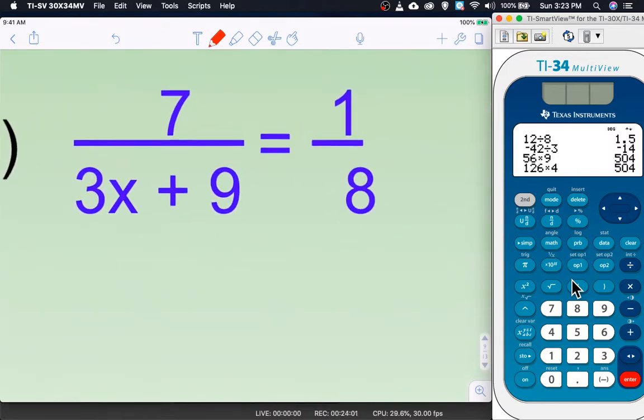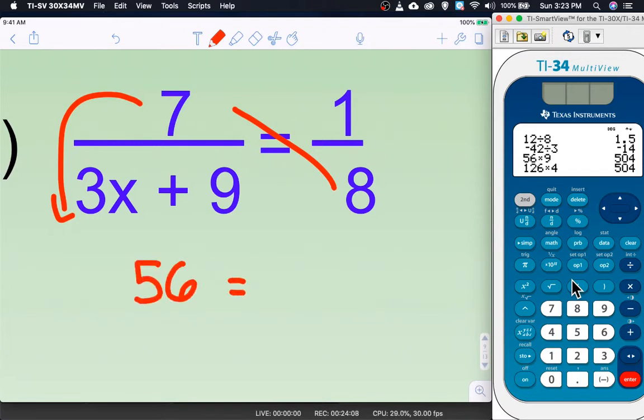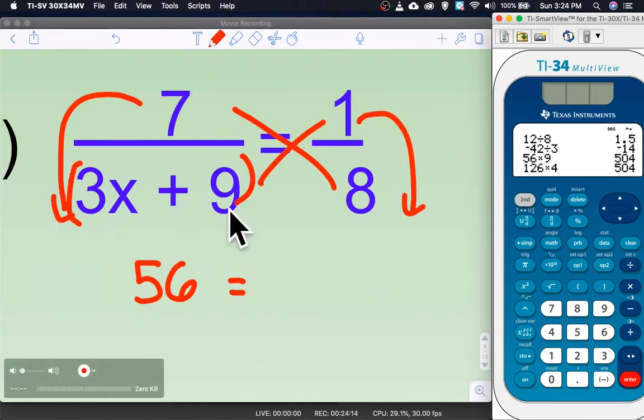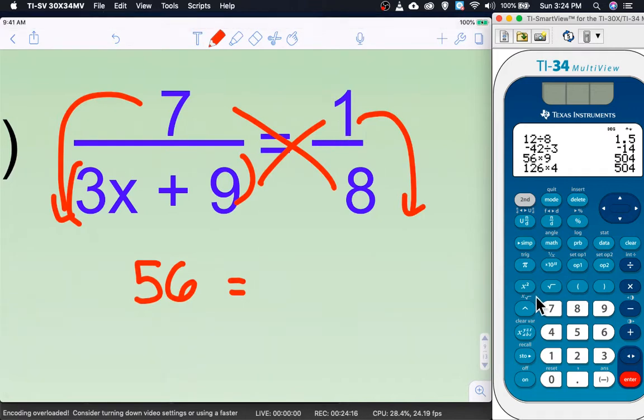All right, letter K. This side is easy. 7 times 8 is 56. This side is also easy because I'm taking this 3x plus 9 and multiplying by 1, which means I'm going to just get 3x plus 9. It's multiplying by 1. You get the same answer.